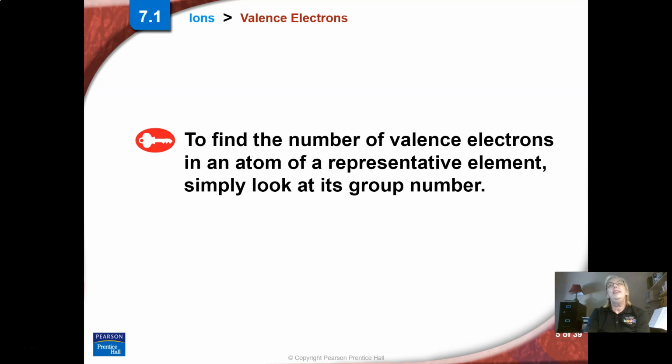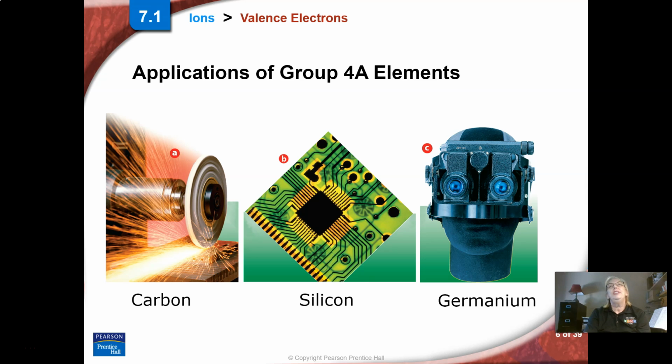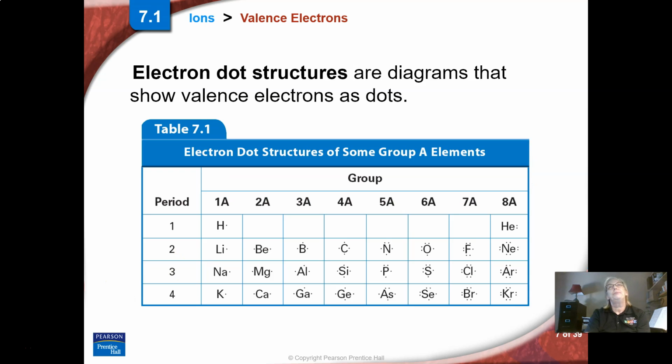So to find the number of valence electrons, we have to have this skill. It's very important. We have to look at where they are on the periodic table. So these elements here are in group 4A, and so they're going to have 4 valence electrons. So this is showing you what the structures look like based on their group numbers.